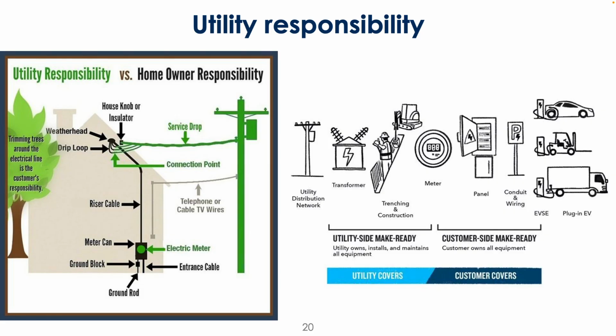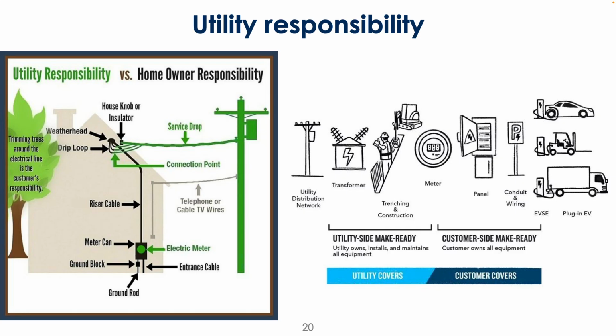Okay, and so what is the utility responsible for in the build out of this stuff versus what are the things that the end user is responsible for? This is a nice little graphic that I found. Everything in green is the responsibility of the utility, and for this residential service, all the stuff in black is the homeowner's responsibility.